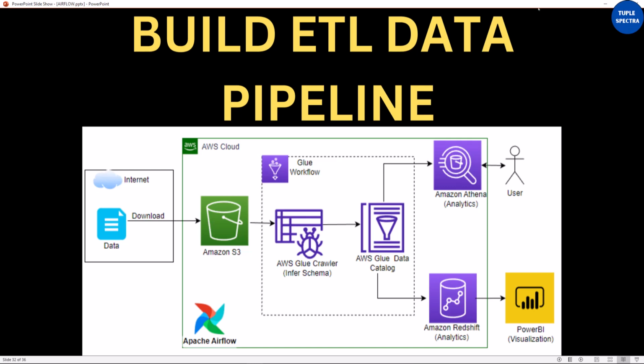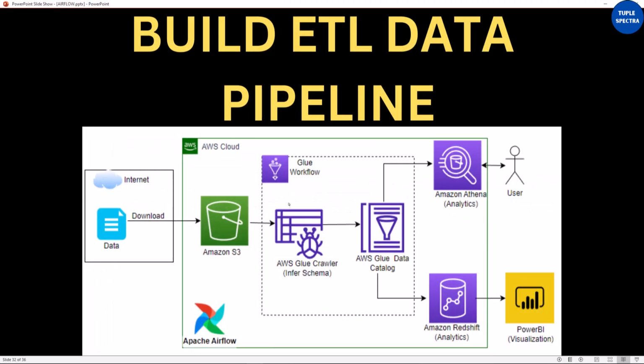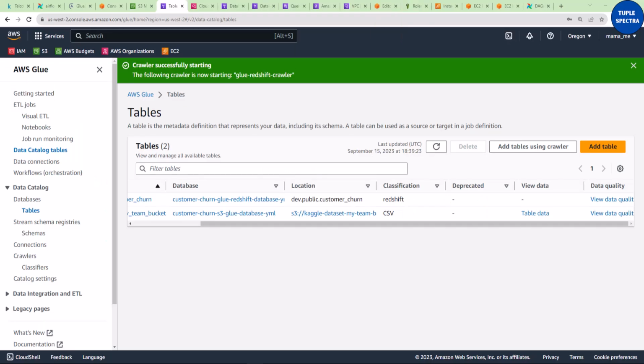Now the next thing we would like to do is bind these two crawlers together, because remember, we have a crawler for S3 and a crawler for the Redshift. For us to bind those two crawlers, we need to create what you call a Glue job. Okay, and what that will do is help us automate this process.